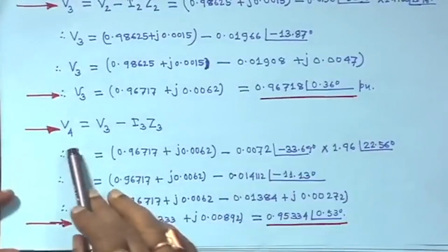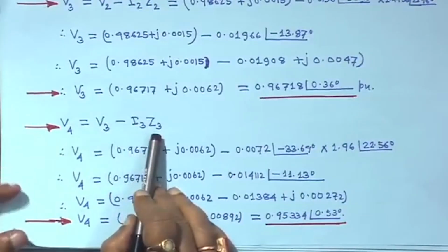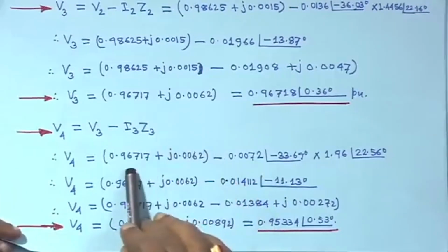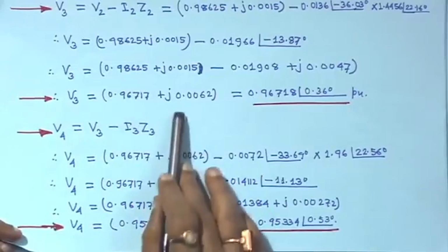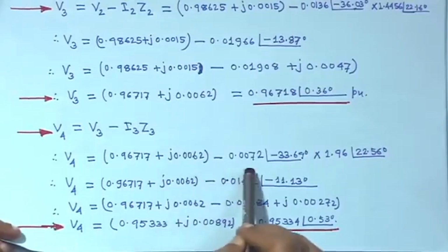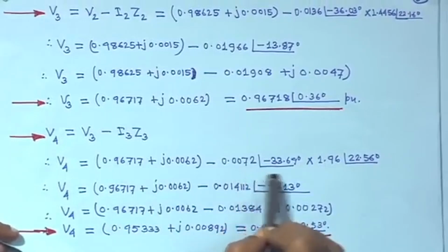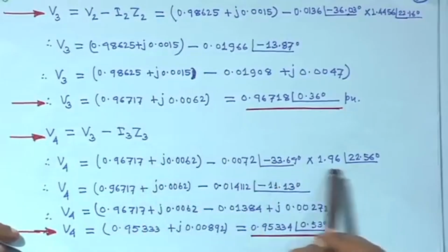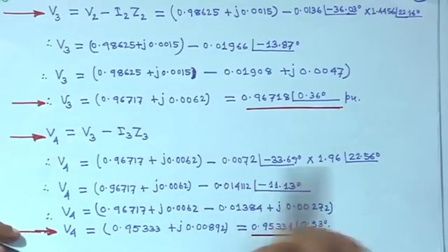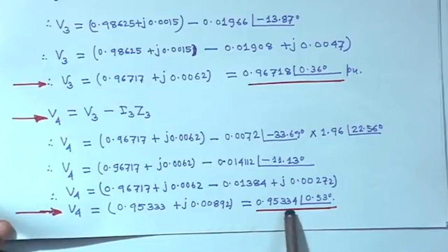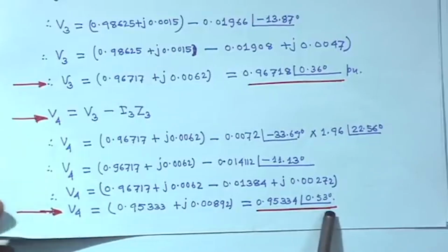Similarly, V4 is equal to V3 minus I3 Z3, where this V3 value is used. So, that is 0.96717 plus j 0.0062 minus I3, which we have computed before, 0.0072 angle, into Z3, also in per unit, which we have computed. Multiply and simplify, right. If you do so, then V4 will become 0.95333 plus j 0.00892. So, 0.95334 angle 0.53 degree, right.